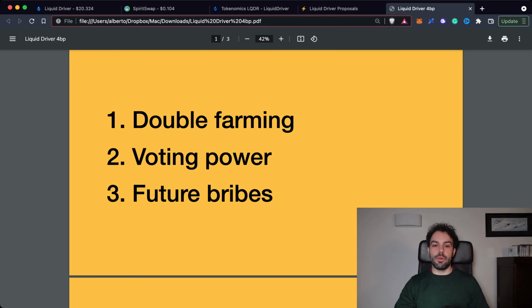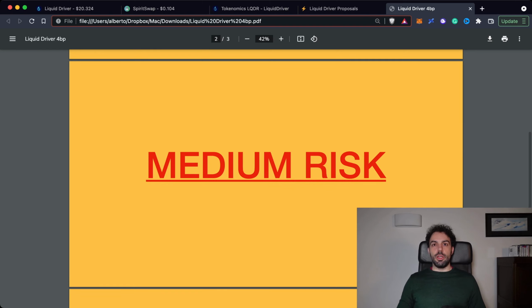Just to close, a final thought: remember that this protocol is a medium risk protocol, because it's not free of risk. You are adding another level of risk compared to just using Spiritswap, because if you are using only Spiritswap, you are exposed only to the risk of Spiritswap. If you're using Liquid Driver on top of Spiritswap, you are obviously increasing the risk. So just pay attention to it and always consider the risk.